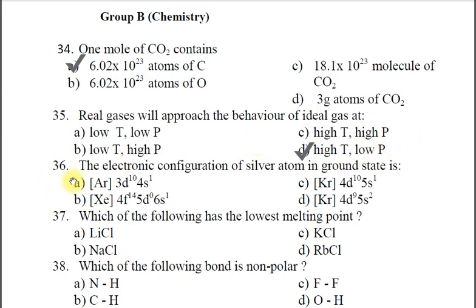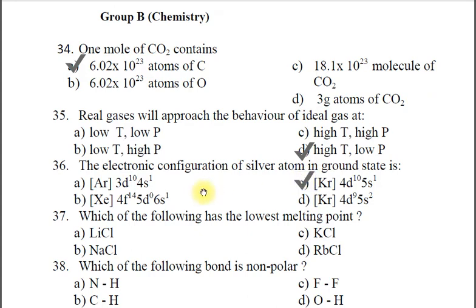Question number 36. The electronic configuration of silver atom in ground state is: A, Ar, where Ar stands for argon, 3d10 4s1. B, Xe, where Xe stands for xenon, 4f14 5d10 6s1. C, Kr, where Kr stands for the noble gas krypton, 4d10 5s1. D, Kr 4d9 5s2. And the correct answer is option C.